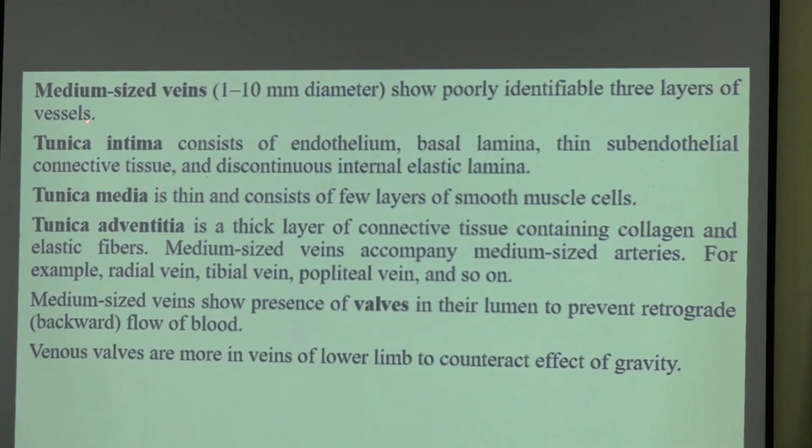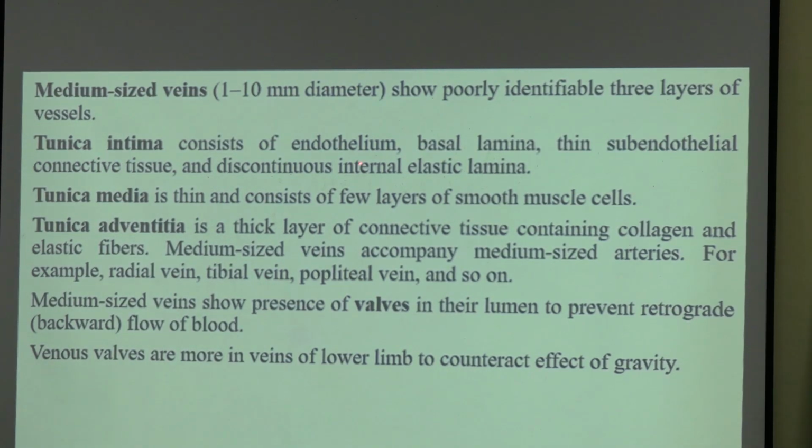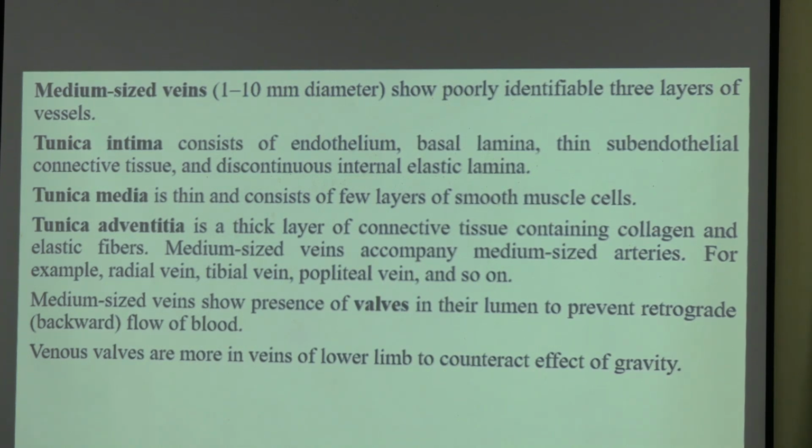Now in case of medium sized vein, tunica intima, endothelium is there, basal lamina, subendothelial connective tissue, all those things are present. Tunica media is very thin and consists of few layers of smooth muscle only. Okay, in this, elastic fibers are not present. Tunica adventitia in case of vein, medium sized vein is also thick. Okay. Now, thick layer of connective tissue containing collagen and elastic fibers. Example, as you can see, radial vein, tibial vein, popliteal vein, etc.